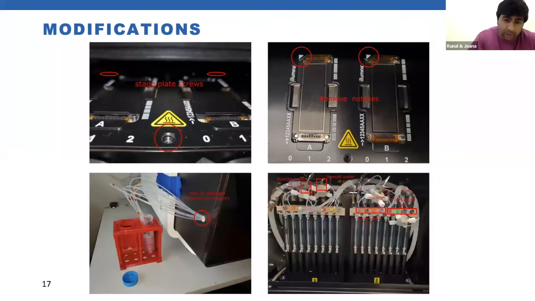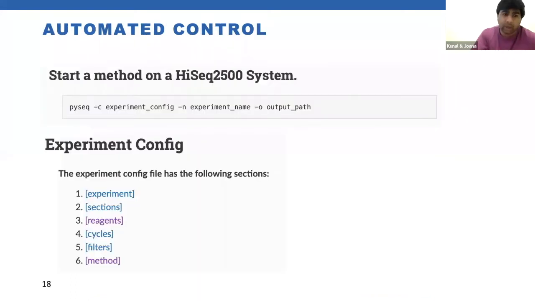The other modifications that we did were, as I said, we added more lines to the reagent valve, so we had more reagents to play with, and we drilled a hole on the side of the HiSeq and routed the lines to the side. And then we also added manifolds to the pumps, so we're able to pump the full volume of all 8 barrels.